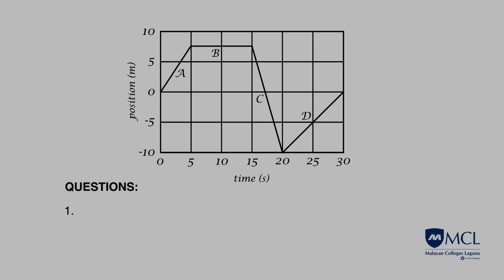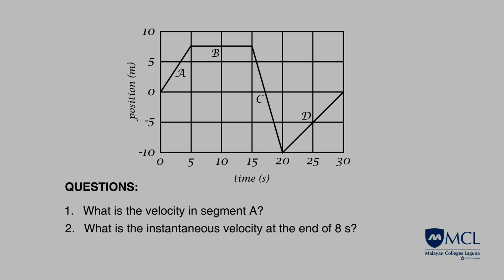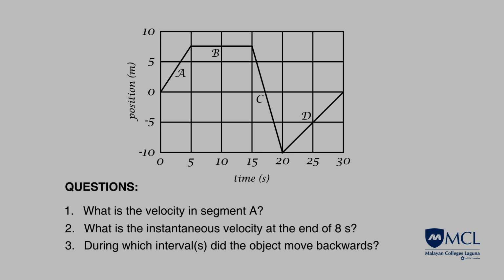Questions. Number 1. What is the velocity in segment A? Number 2. What is the instantaneous velocity at the end of 8 seconds? Number 3. During which intervals did the object move backwards?